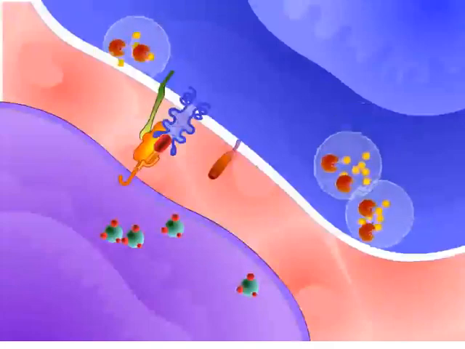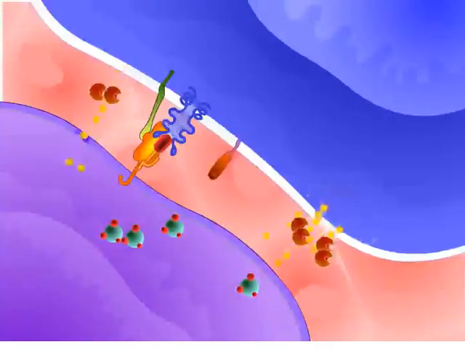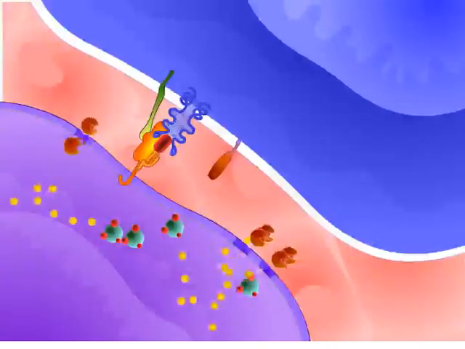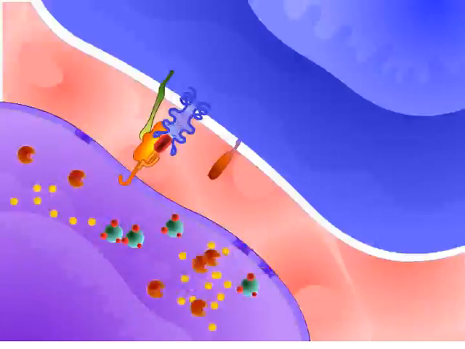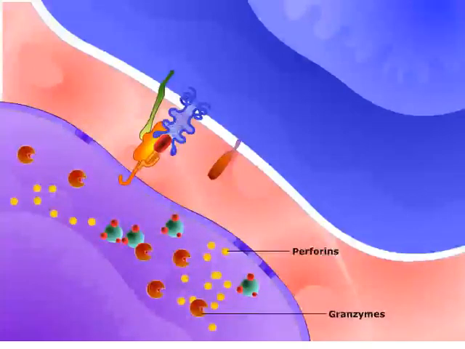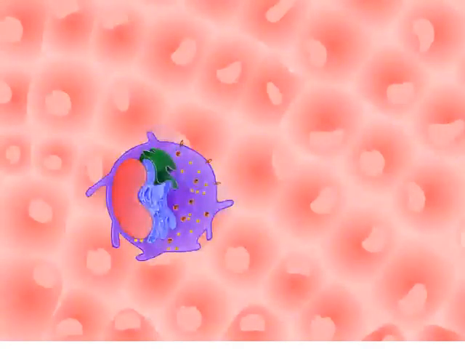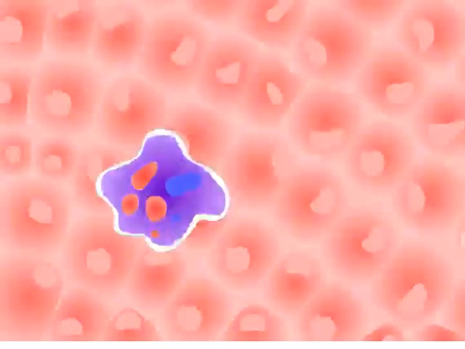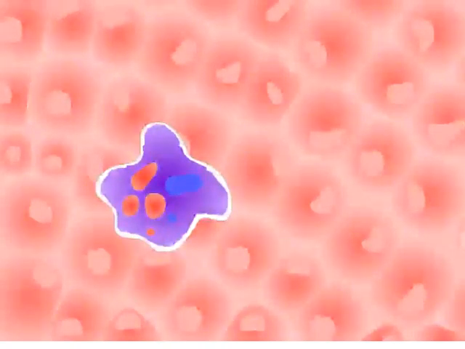This leads to an infusion of toxic granules into targeted cells. Perforin creates pores in the membrane of the target cell, which allows granzymes to enter. Granzymes later activate caspases, which in turn trigger processes that lead to cell death.